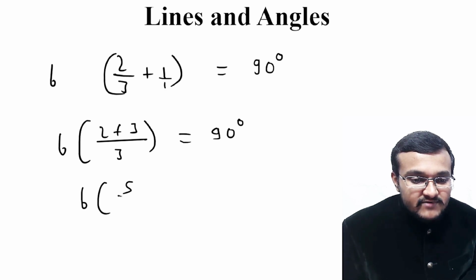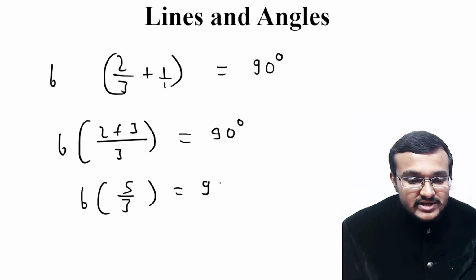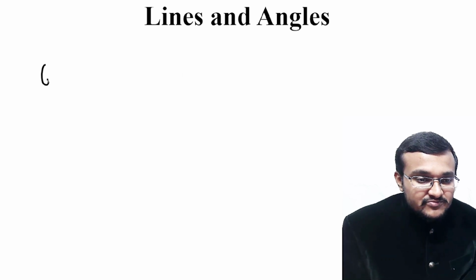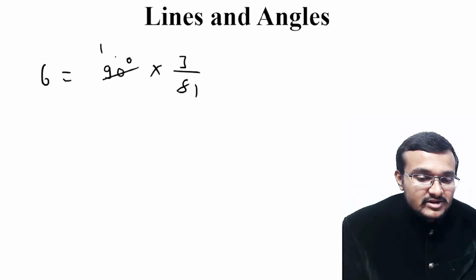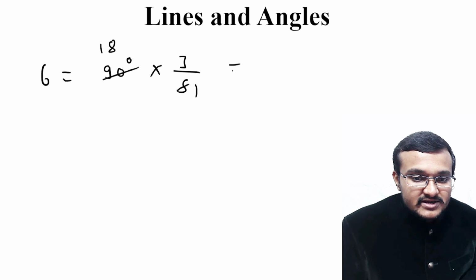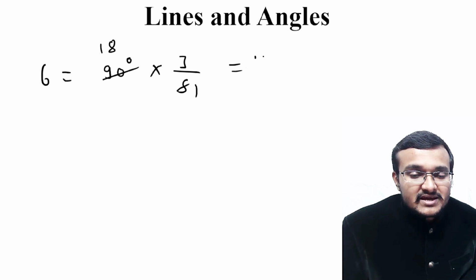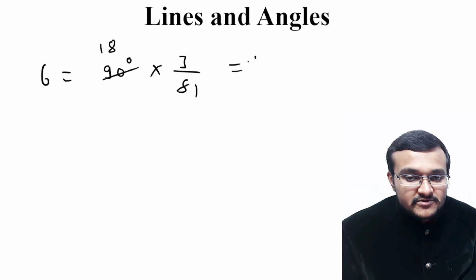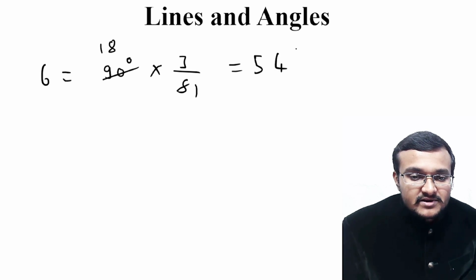So B into 5 by 3 is equal to 90 degree. So when you bring 5 by 3 to RHS, it will become 3 by 5. So B is equal to 90 degree into 3 by 5. So here 5 ones are 5. 4 will be remaining 40. So 5 8s are 40. So 18 into 3 will be 18 3s are. So 18 2s are 36. 18 3s are 54. So 54 degree.